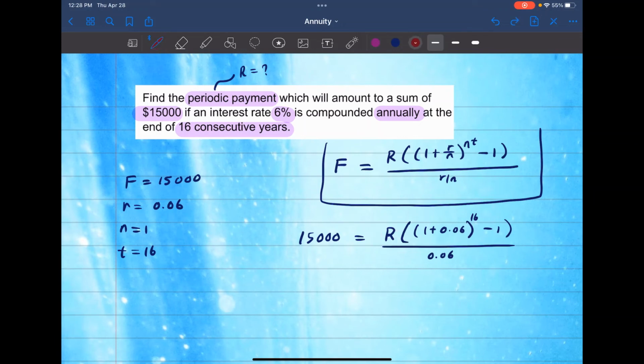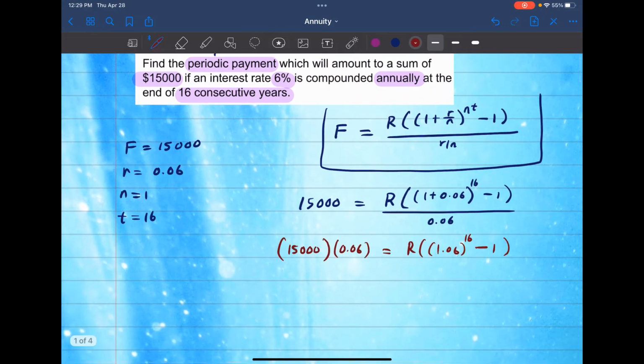So let's go ahead and get rid of this first. Since it's division, we're going to multiply by 0.06. So 15,000 times 0.06 is equal to R times all of this, 1.06 to the power 16 minus 1. And now you get a number, so 15,000 times 0.06, that's about 900, is equal to R times all of this, 1.06 to the power 16 minus 1. Now if you want, you can of course find this number and then divide by that number. So let's go ahead and do that.